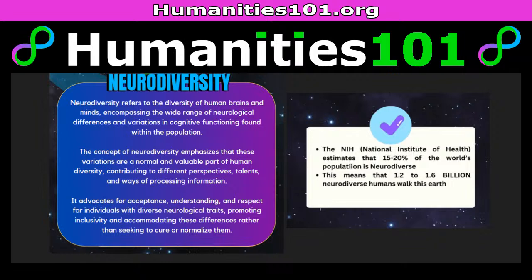And so again, when we talk about what is neurodiversity, the main reason why I have this slide up is because I want you to look at that number here on the right. 15 to 20% of the world's population is neurodiverse. And that means that we're looking at 1.2 to 1.6 billion people.